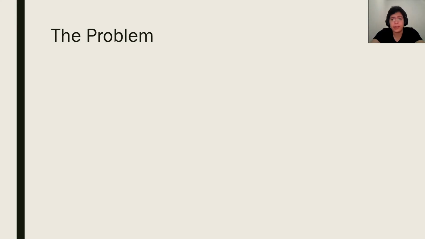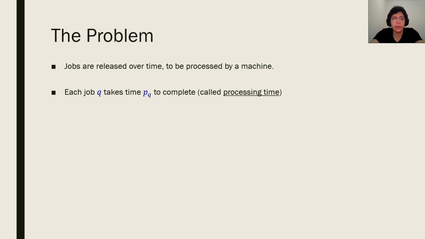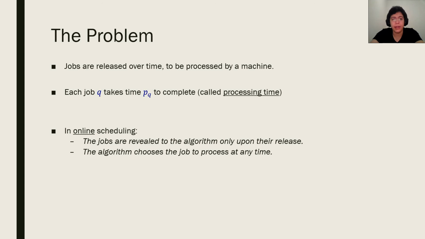So the problem we consider in our paper is the classic scheduling problem in which jobs are released over time to be processed by some machine. Each job Q takes time PQ to complete. That amount of time is called the processing time of Q, or the volume of Q. In online scheduling, the jobs are revealed to the algorithm only upon their release. The algorithm at any point in time chooses the job to process from the pending jobs that are available.